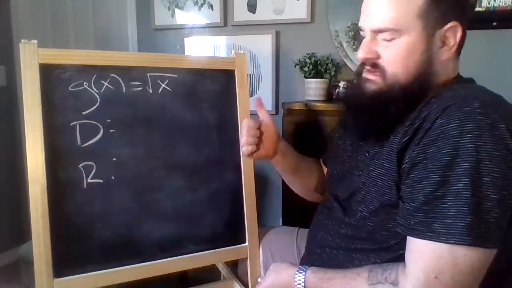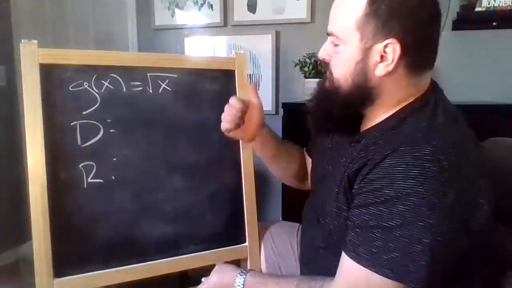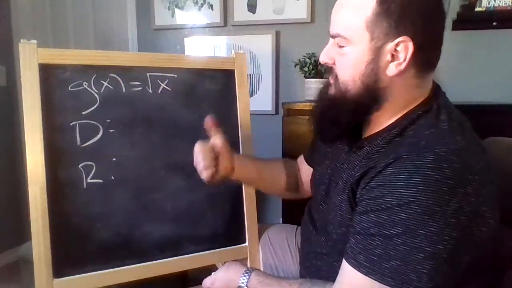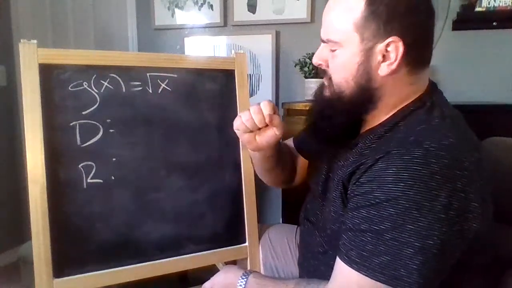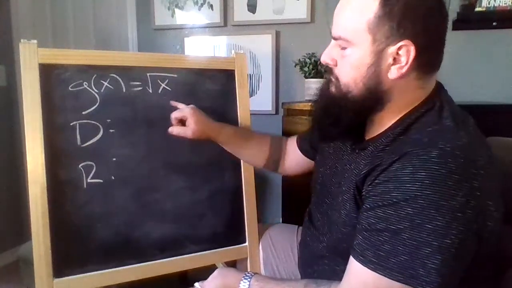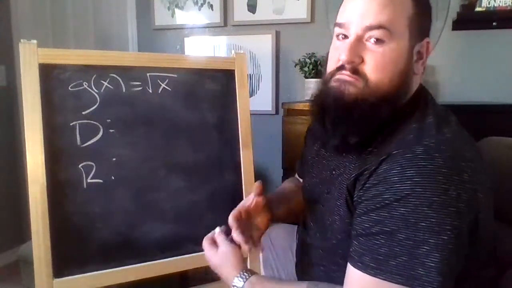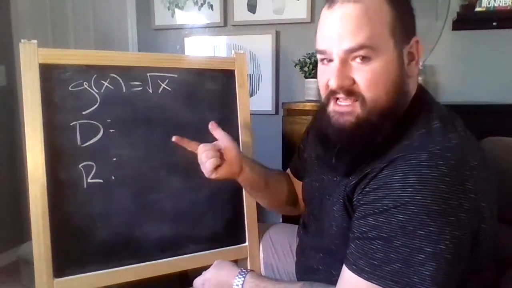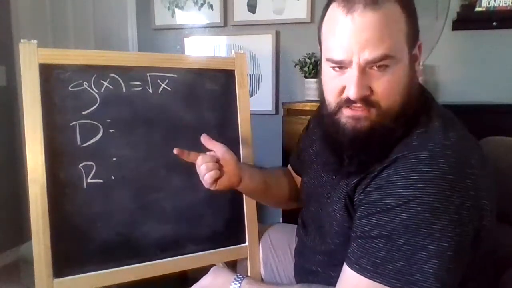Can x be negative? So we're looking at domain, so we're looking at inputs. Can our input be negative? Can we put a negative number into a square root? We cannot, because if we put a negative in a square root, we get an imaginary number. So first question is no, which means we don't even need to ask the second question, because if we can't use a negative, we definitely can't use all negatives, right?